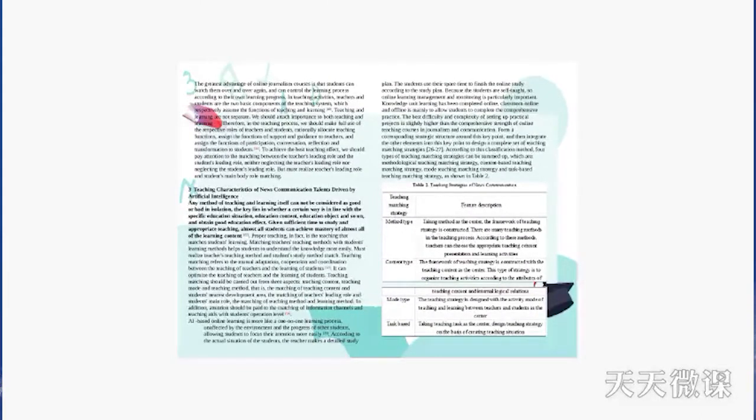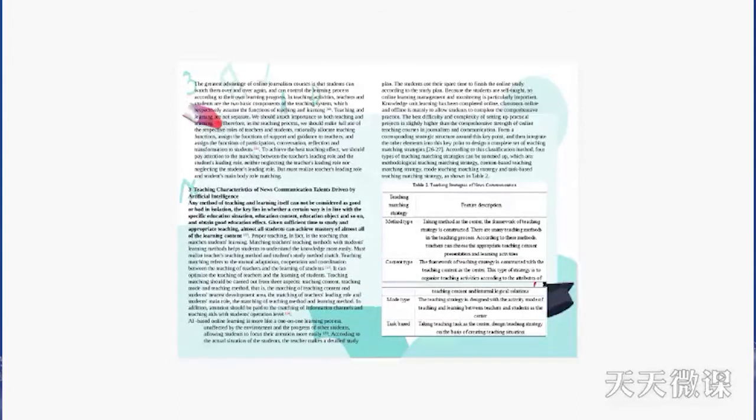The greatest advantage of online journalism courses is that students can watch them over and over again and can control the learning process according to their own learning progress. In teaching activities, teachers and students are the two basic components of the teaching system, which respectively assume the functions of teaching and learning. Teaching and learning are not separate. We should attach importance to both teaching and learning. Therefore, in the teaching process, we should make full use of the respective roles of teachers and students.